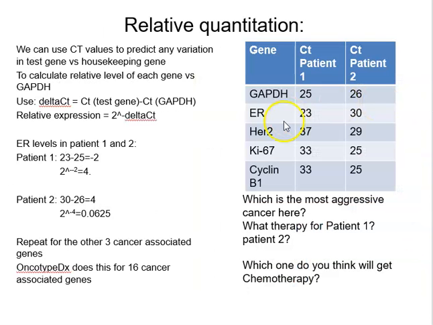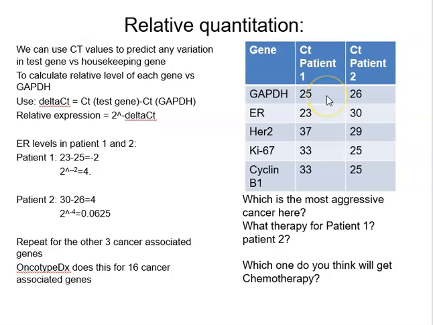So this slide just shows a selection of the genes, some of the genes that you should actually know about: GAPDH, housekeeping gene, estrogen receptor, HER2, Ki67 and cyclin B1, and it shows the CT values for 2 different patients. Now, what we can do is calculate how much of estrogen receptor there is compared to GAPDH using this calculation here. If you're interested in quantitative PCR, go through this whole process and try and follow it. If you're not, then maybe not.